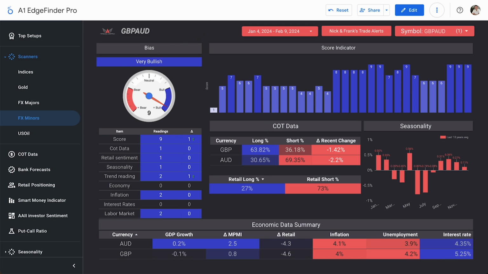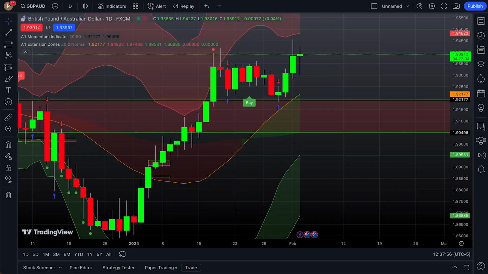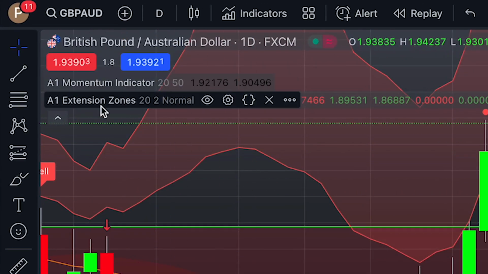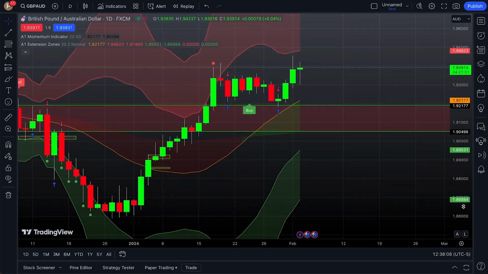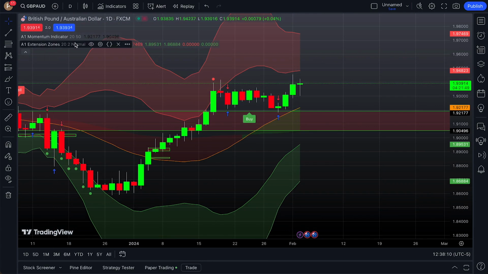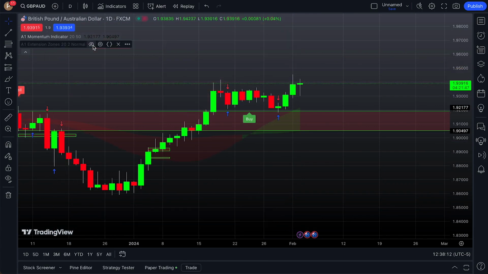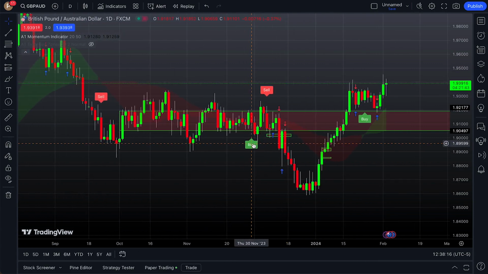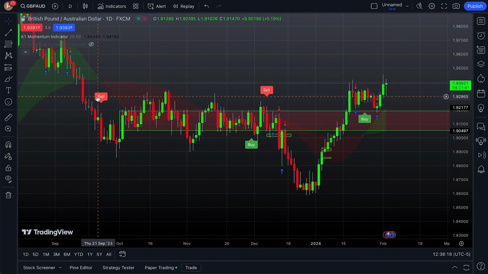But let's dive back into the chart and explore this a little bit further. So what I like to do when I get into TradingView is I love these two A1 indicators that we built for TradingView. We have the extension zones indicator and the momentum indicator. The momentum indicator is a simple one. The momentum indicator essentially just notices big shifts in the market, right? You can see these little buy and sell indicators here.